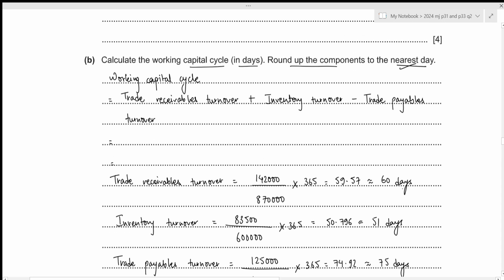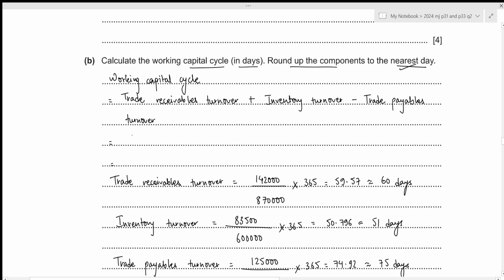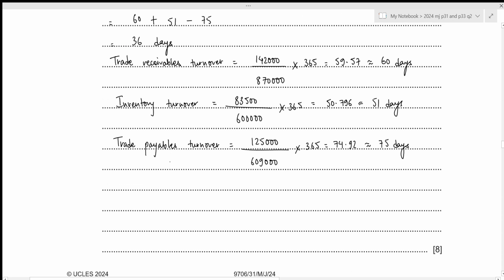Okay, now let's just input these values. So the trade receivables turnover is 60, inventory turnover is 51, and trade payables turnover is 75. This gives us the working capital cycle to have the value of 36 days. That is all for the second part. Let's move towards the next one.